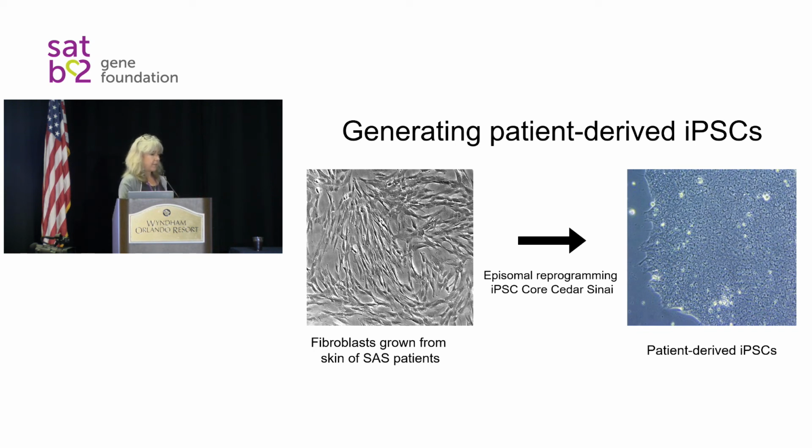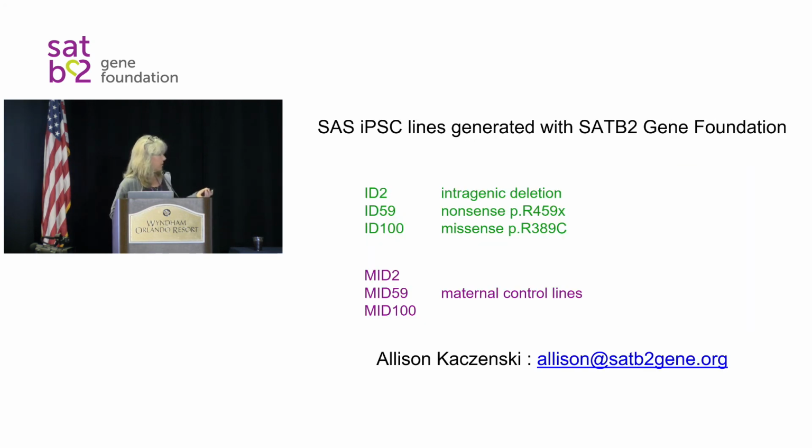So we have the fibroblasts from the patients as well as from parental controls. And what the core facility did was reprogram these fibroblasts to induce pluripotent stem cells. And those cells look more like this when they're growing on a dish. We have 2 separate lines, I think that's true, 2 separate lines for each of the patients and maternal controls. And so the ones that we have are here.